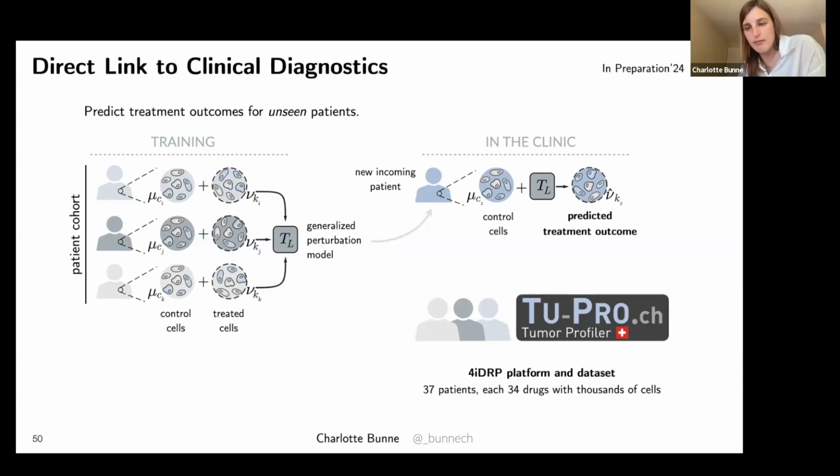which is running already much longer than I do my PhD. So this is, I think, already like 5-6 years. I don't know how long. Clearly before I started my PhD. And we are going to use basically data from 37 patients with 34 drugs profiled.